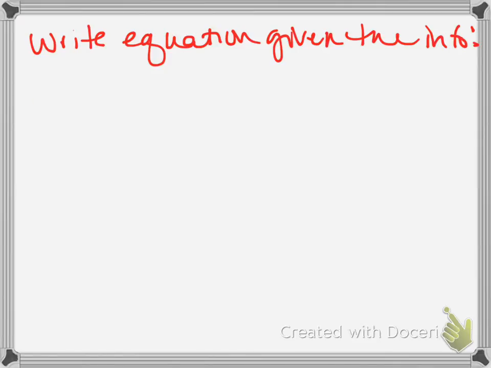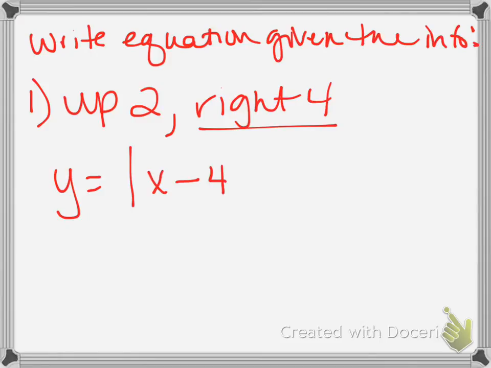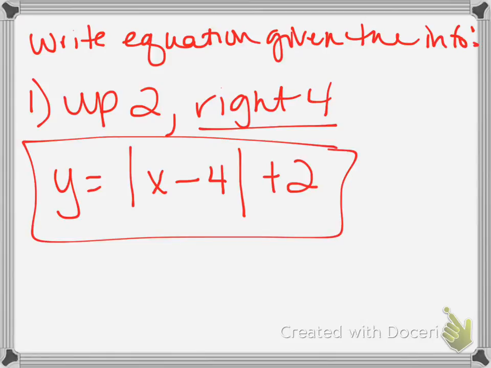Okay, so this is kind of a brand new set of directions, so that's why I'm saying it's number 1. So we have to go up 2 and right 4. Okay, so then I'm going to have y equals the absolute value. Because I'm going right 4, that means it's going to be minus 4, because remember it's the opposite of what you'd normally think. And then up 2, I'm going to add 2. So therefore, right here, I wrote the equation. So we're good to go.